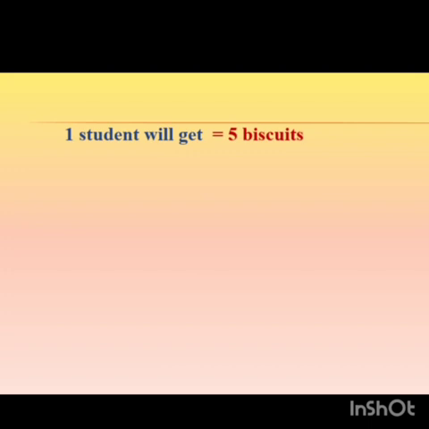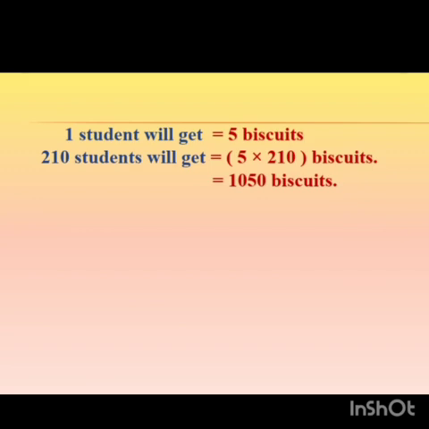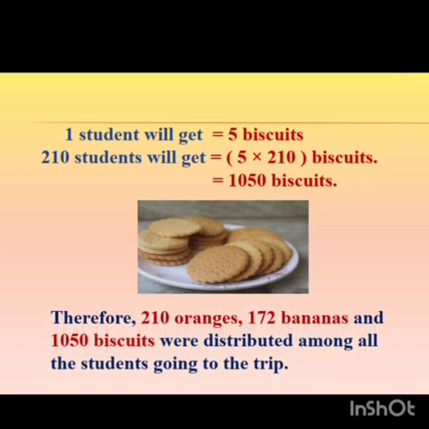Now, one student will get 5 biscuits. Therefore, 210 students will get 5 multiplied by 210 biscuits. As you know, that 210 is more than 1, so we will go for multiplication. We will get 1050 as a result. Therefore, 210 students will get 1050 biscuits. Therefore, 210 oranges, 172 bananas and 1050 biscuits were distributed among the students going to the trip.